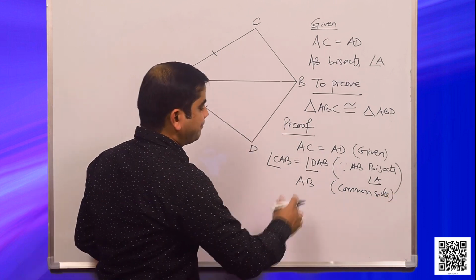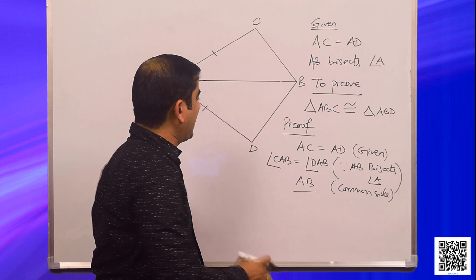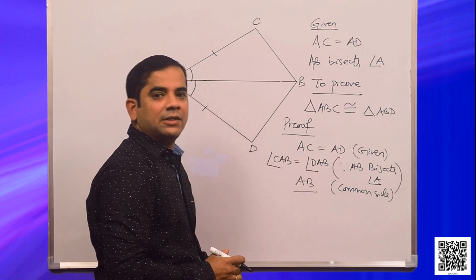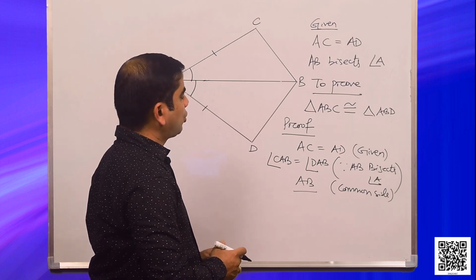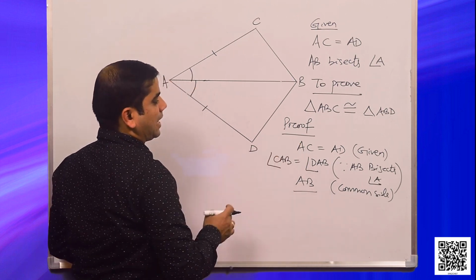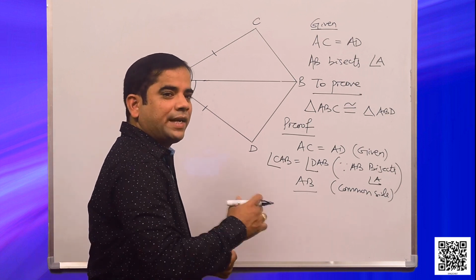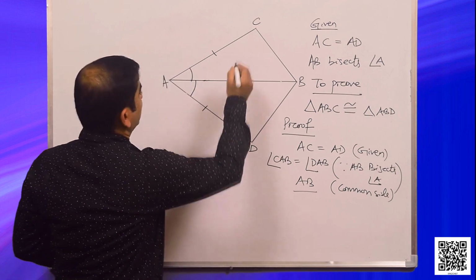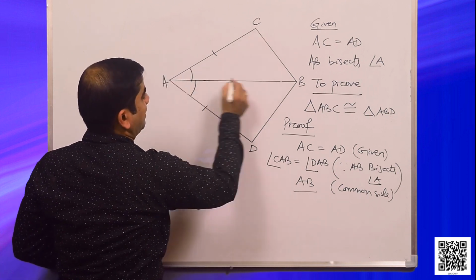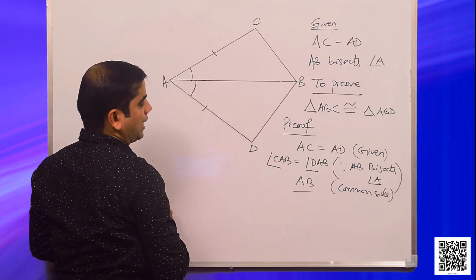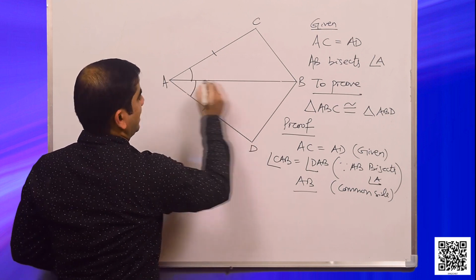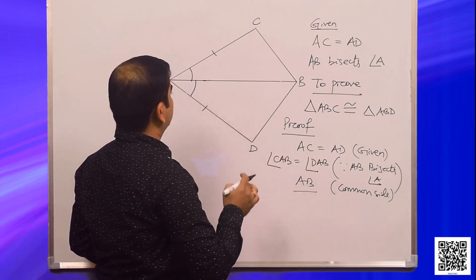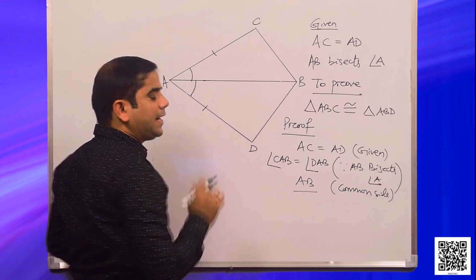That means we now have one common side, two sides which are equal to each other, and two angles which are equal to each other. So if these angles are included angles, then we can go for the SAS congruency. Let us check AC and AB, this is the included angle, and AD and AB, this is the included angle. That means the included angles CAB and DAB are equal.